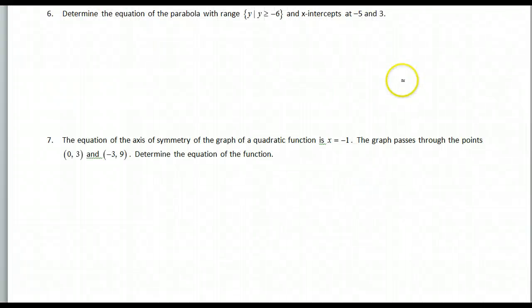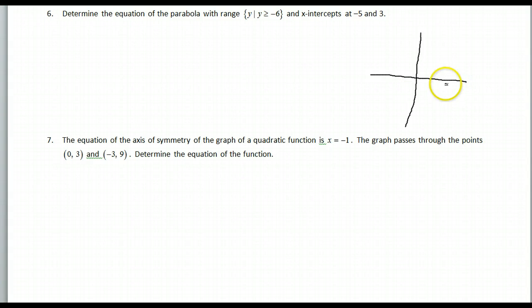Number 6, determine the equation of the parabola with the range y is greater than or equal to -6 and x-intercepts at -5 and 3. Well, let's start by drawing a sketch so that we can visualize this parabola. So it has x-intercepts at -5 and +3. It has a range greater than or equal to y is -6. So it has to open up.